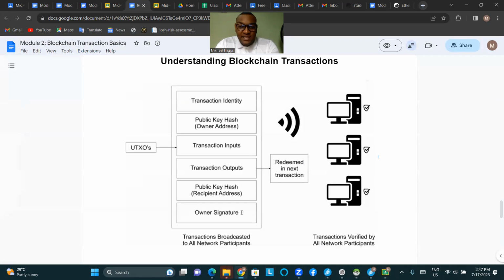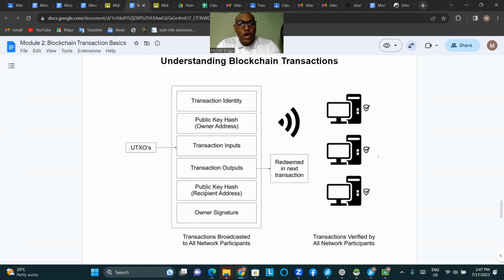And then the owner's signature, like we said, which is a signature that is generated using the private key of the sender and the address he's sending to, generates the signature of that transaction. Okay, all of this information is included in the transaction and is then broadcasted to the network. All right.